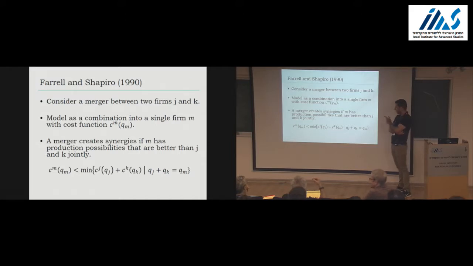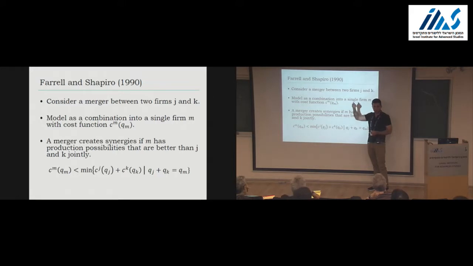Well, maybe firm K knows something that J doesn't know, and J knows something that K doesn't know, and you put that together. Yeah, that's the idea. Or another thing that was alluded to yesterday is when J and K merge, they might be negotiating with the supplier and get an even lower marginal cost.